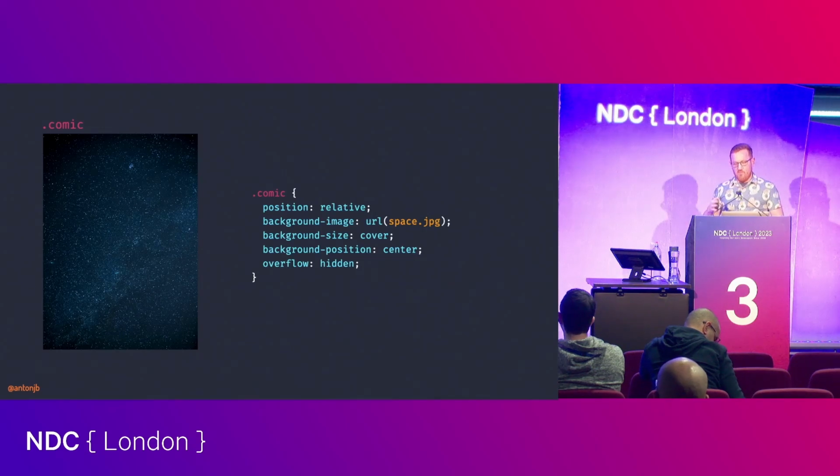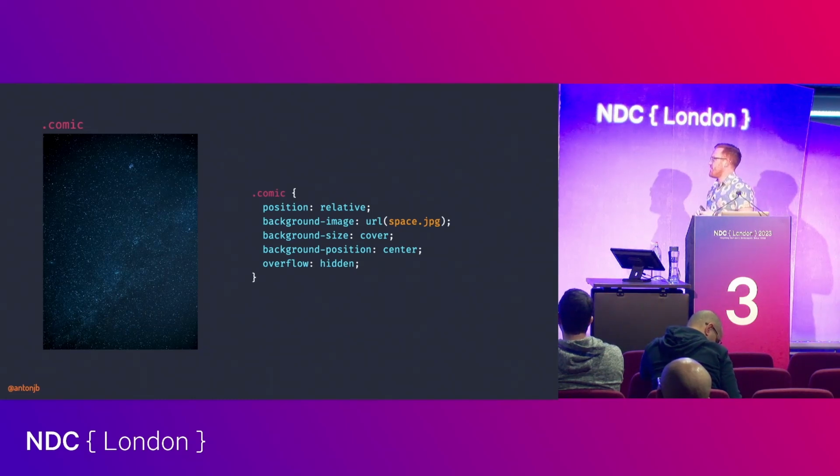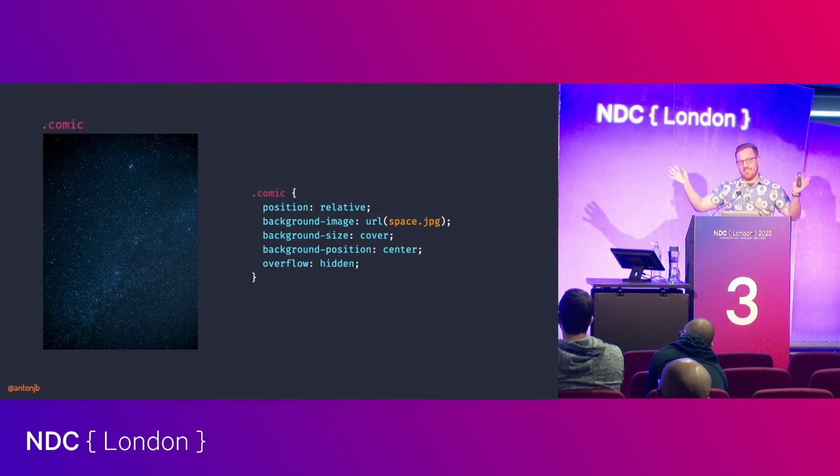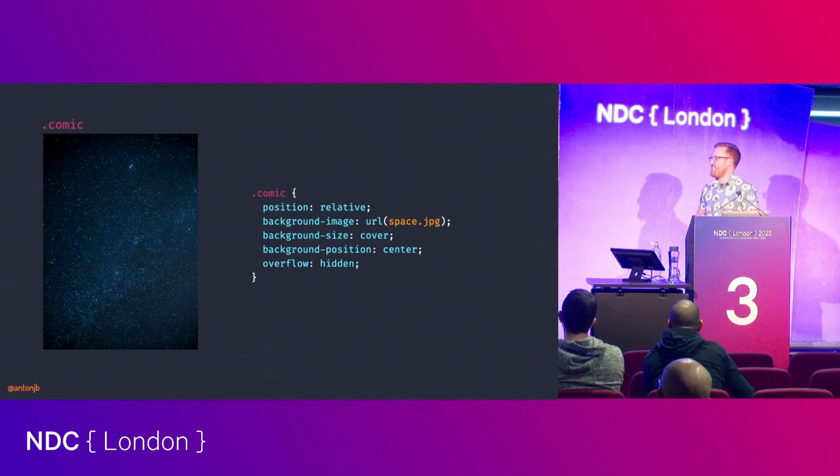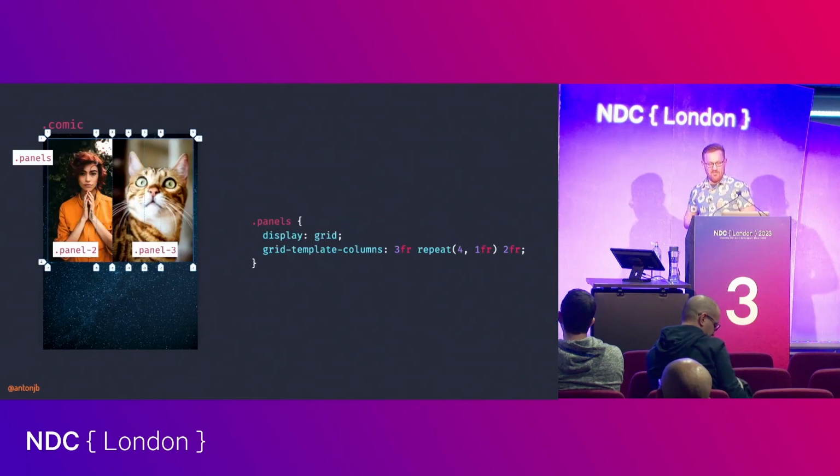So there's a little bit of boilerplate that we're going to look at here. This is the container that we have. As always, we've called it comic. We're positioning it relative because we're going to be moving some things around. We're going to have our background and overflow hidden because, like I said, we're moving things and it's all going to blow out the side. So we're just trying to keep it a little bit contained at the moment.